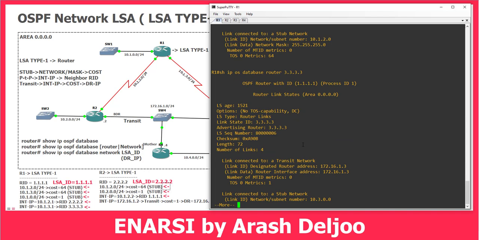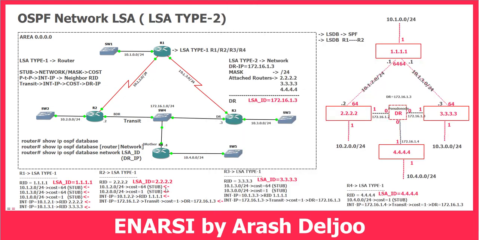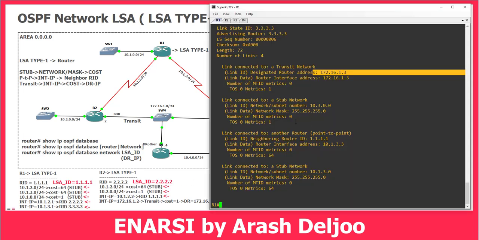database router quad 3. Look at here again. With 172.16.1.3, this is my interface IP address. I have connectivity to one transit network with cost 1 and also with the designated router of 172.16.1.3. Actually, you are monitoring these links, this line. Okay, after that, let me show you the next line.